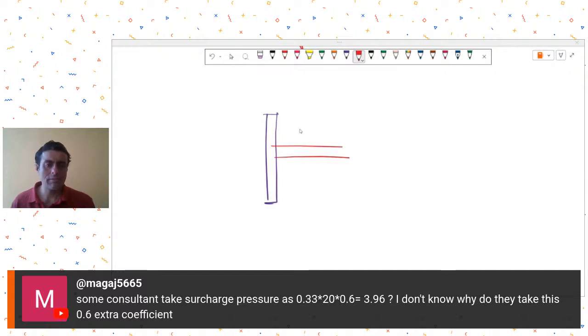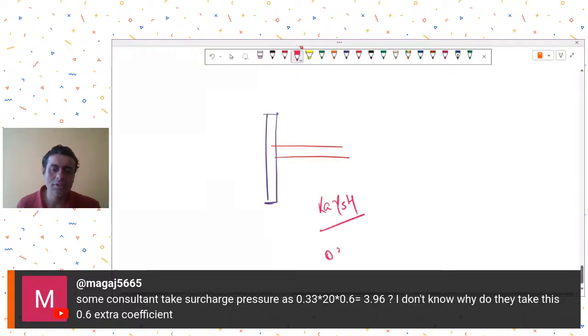Then Mr. Magaj is asking, some consultants take surcharge pressure as 0.33 times 20 times 0.6. I don't know why do they take this 0.6 extra coefficient. I don't know. You need to ask the consultants. So it has to be, as we understand, K into gamma soil into H. So Ka, either you take 0.33 or 0.5 whatever, into gamma soil, you multiply by height. Now why they are reducing it by further 0.6? I'm not sure. You may have to ask them what's happening, what are their assumptions behind doing this? Okay.